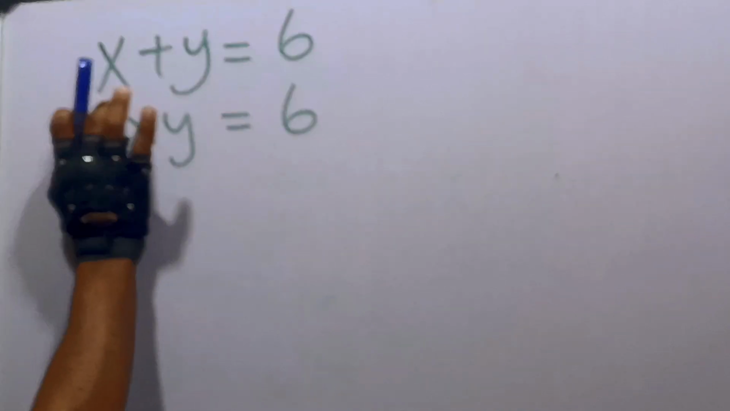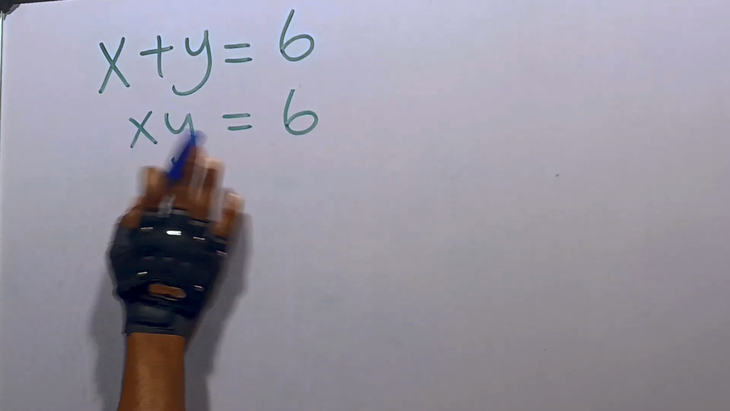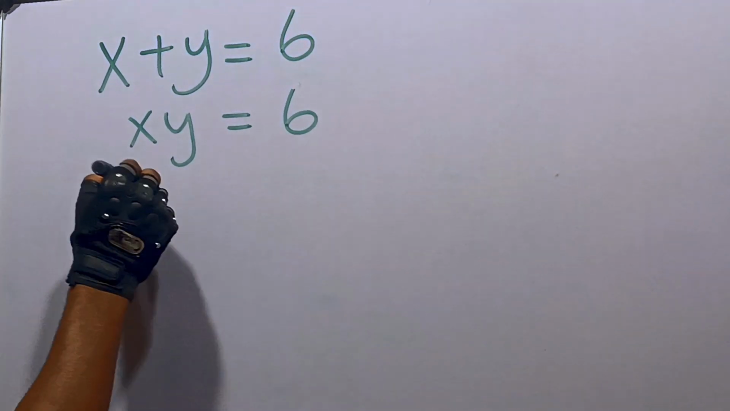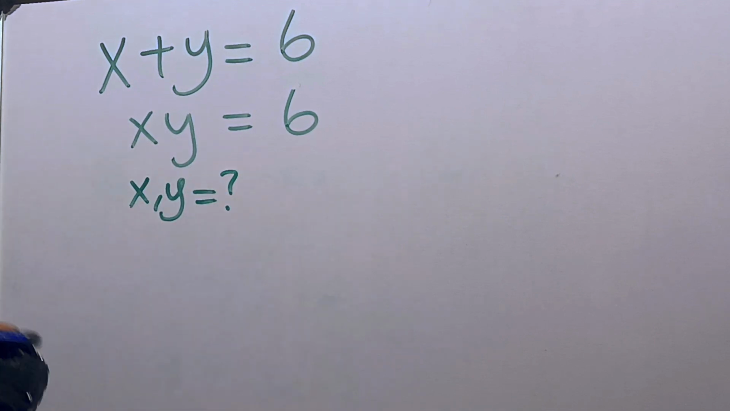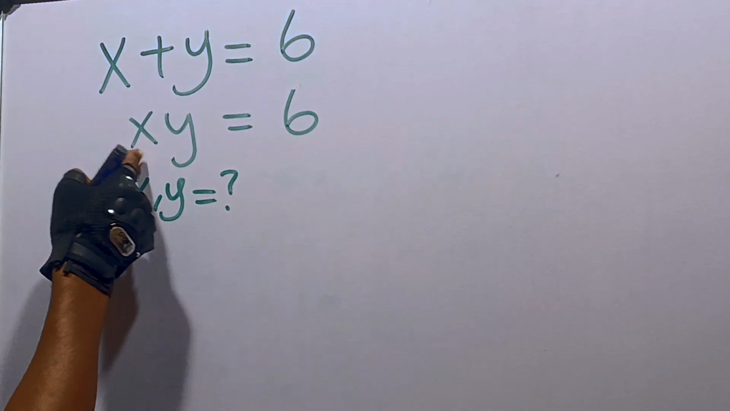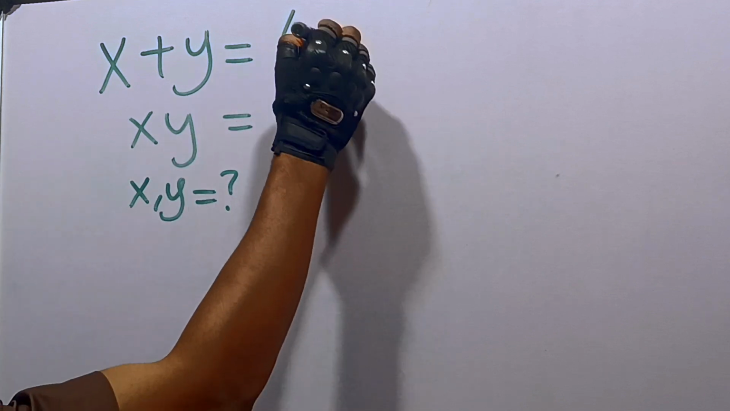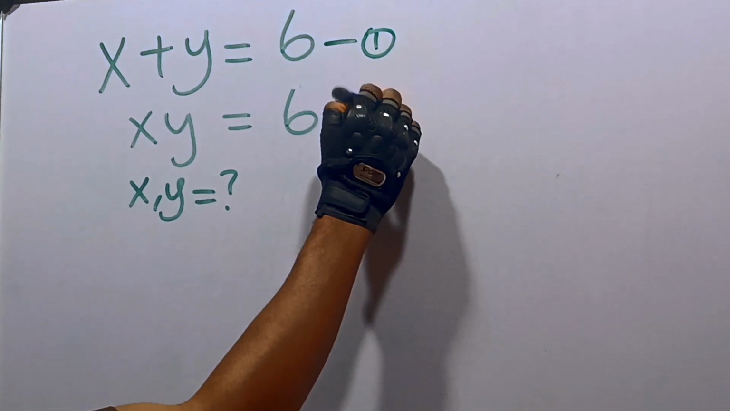Let's solve this together. It says x plus y is equal to 6 and xy is equal to 6. We are going to solve for the values of x and y in this equation. Okay, now the first thing we can do here is to make x the subject of the formula. Let's call this equation 1 and this equation 2.